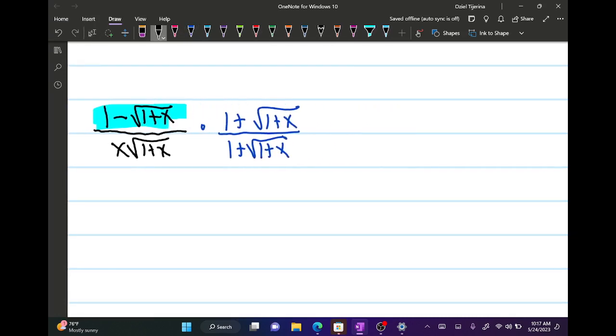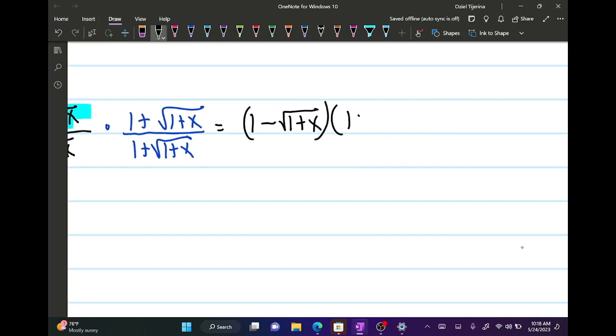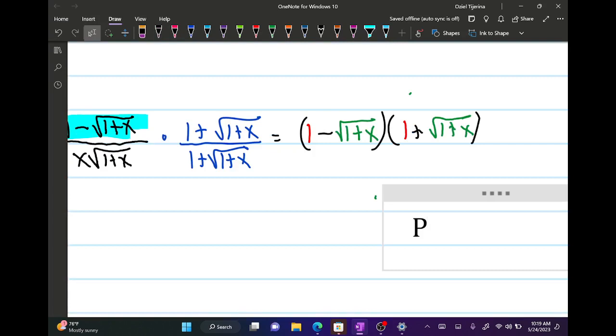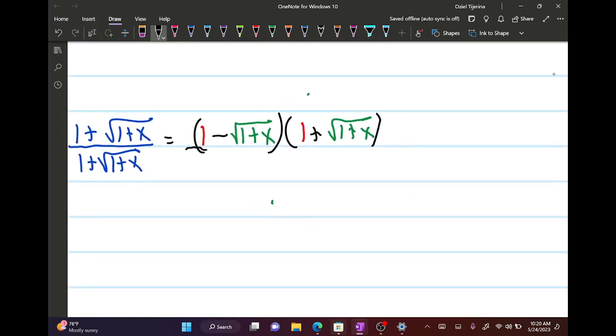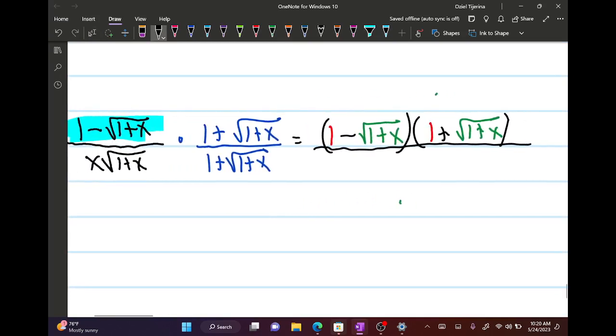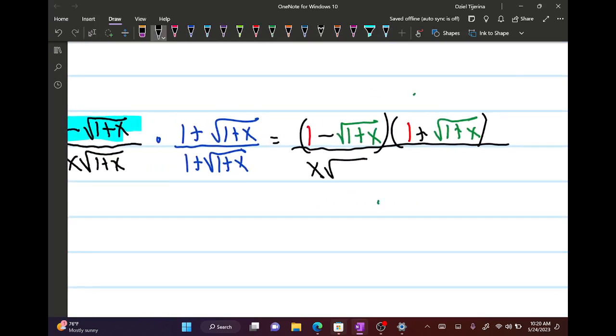As you can see, this becomes a sum and difference pattern: 1 minus the square root of 1 plus x times 1 plus the square root of 1 plus x. Let me color code this part so that you can see it better. On the bottom, I'm going to do x times the square root of 1 plus x, times the blue part, 1 plus the square root of 1 plus x.